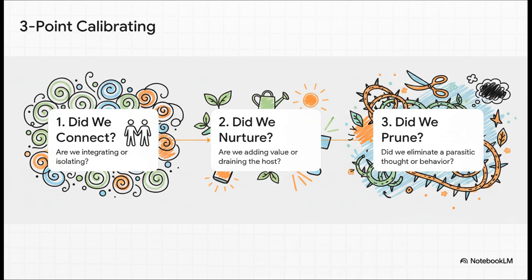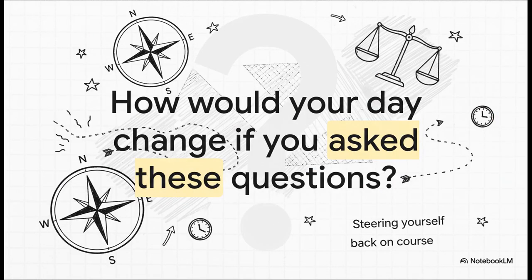And number 3, this one's huge. Did we prune? Did you actively get rid of one parasitic thought or behavior? Because a healthy garden doesn't just grow flowers, it pulls weeds. Just imagine for a second, what would happen if you actually did this? If you ended your day tonight with this simple little check-in, how might that change what you focus on tomorrow?